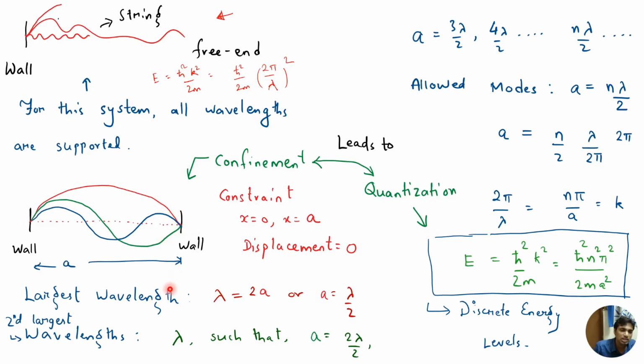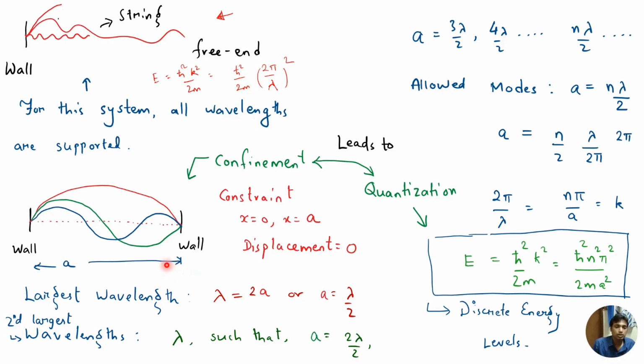Now let us look at what is the largest supported wavelength for the string clamped at two ends. Here you see this red line is the largest supported wavelength which can be there in this setup. So what is this? It is half the wavelength. If you trace this cursor, then the full wavelength will somewhat look like this, which is how it is related to a. a is the distance between these two clamps. So lambda is twice a, so lambda equal to 2a, or a equal to lambda by 2. So this is a half wavelength.